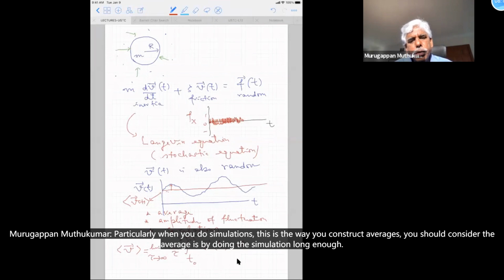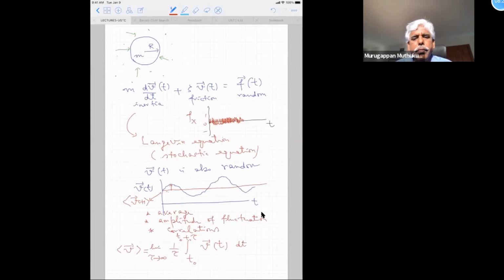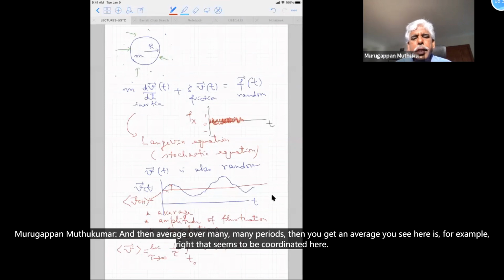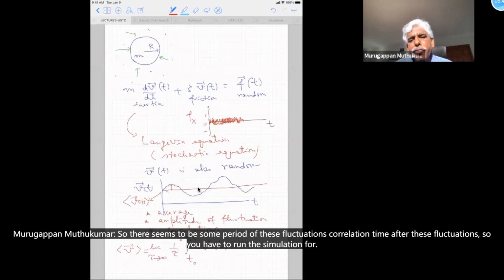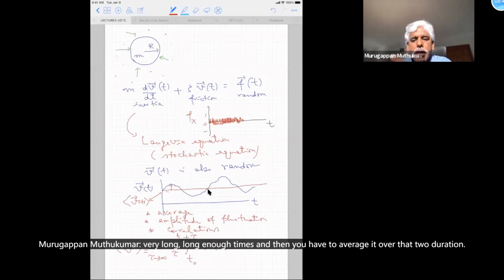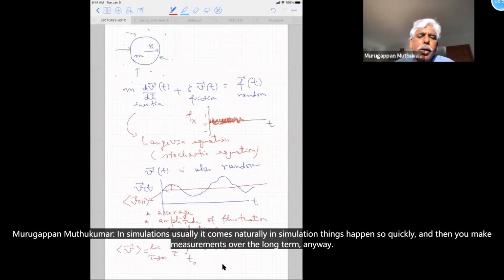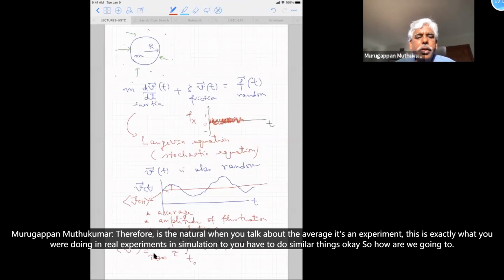Particularly when you do simulations, this is the way you construct averages. You should construct averages by doing the simulation long enough and then average over many periods. Then you get an average. You see, here is, for example, right? This seems to be correlated here. So there seems to be some period of these fluctuations, a correlation time of these fluctuations. So you have to run the simulation for long enough times, and then you have to average over that duration. In simulations, usually it comes naturally. In simulation, things happen so quickly, and then you make measurements over a very long time anyway. Therefore, it's natural. When you talk about averages in experiments, this is exactly what you are doing in real experiments. In simulations, you have to do similar things.